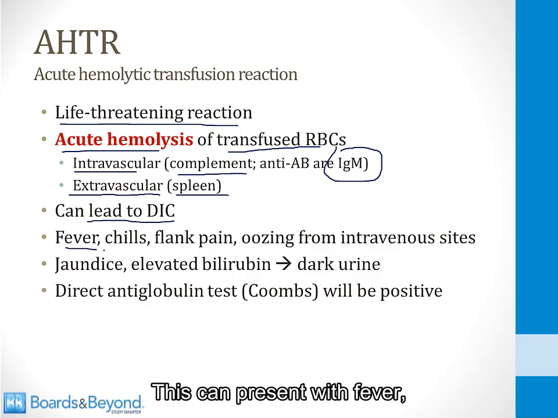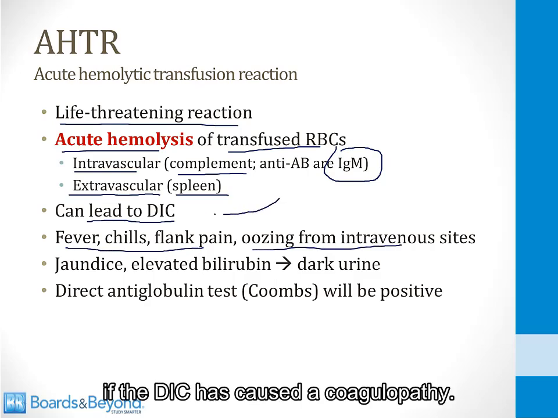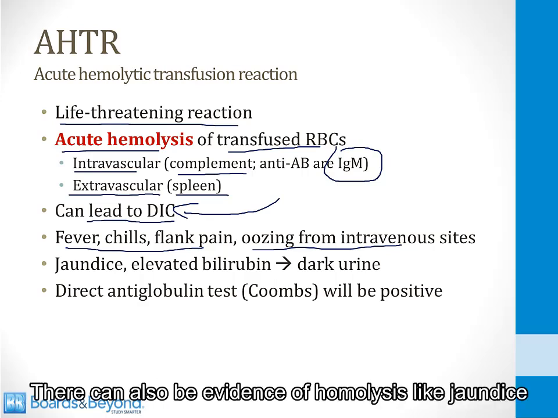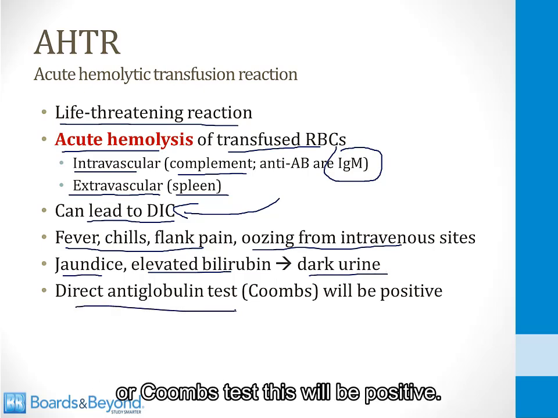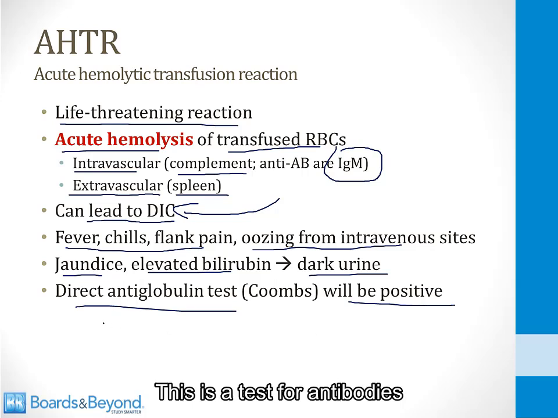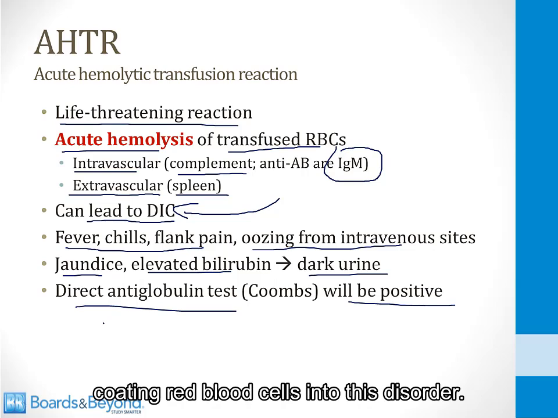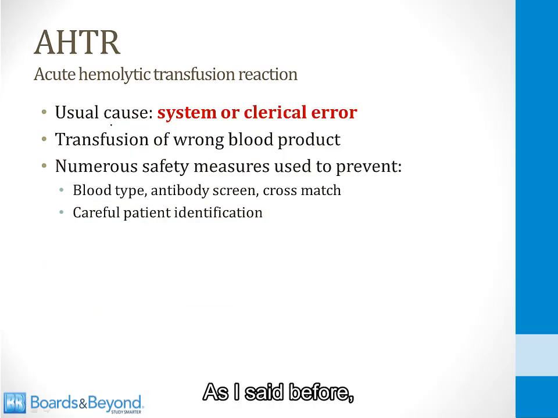This can present with fever and chills and flank pain. There can also be oozing from intravascular sites if the DIC has caused a coagulopathy. There can also be evidence of hemolysis like jaundice and elevated bilirubin and dark urine. And if you perform the direct antiglobulin or Coombs test, this will be positive. This is a test for antibodies coating red blood cells, and there are antibodies coating red blood cells in this disorder.